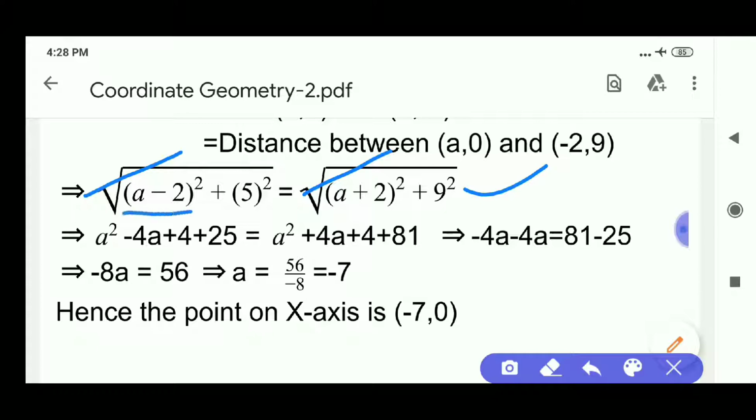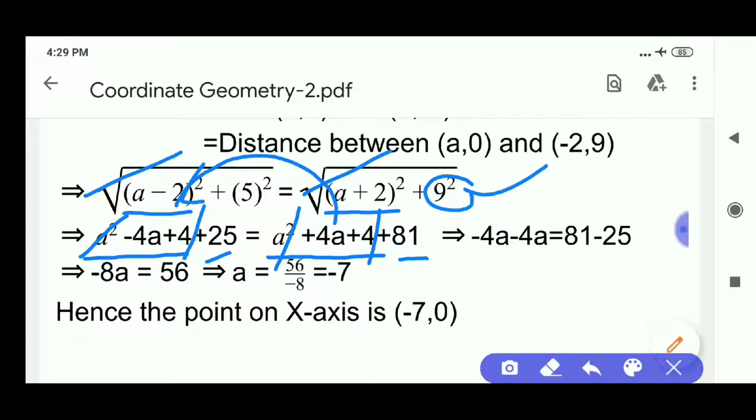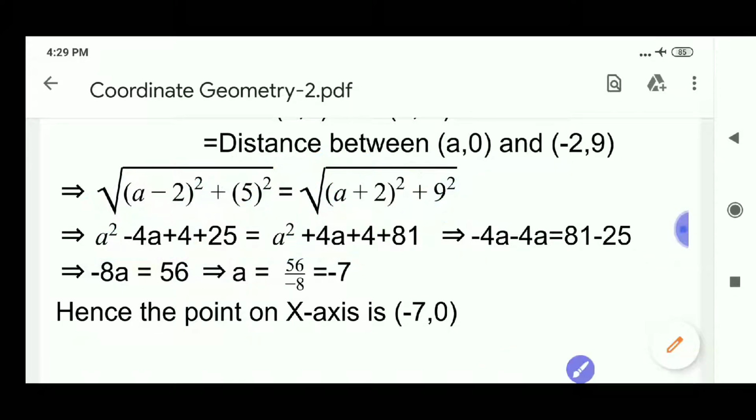Now we can apply (a - b) whole square. Then it becomes a square minus 4a plus 4, plus 5 square which is 25. Here (a + b) whole square becomes a square plus 4a plus 4, plus 9 square which is 81. On both sides a square can be cancelled, 4 can be cancelled. Bringing this plus 4a to the left side, it is minus 4a, and bringing 25 to the right side, it is 81 minus 25.